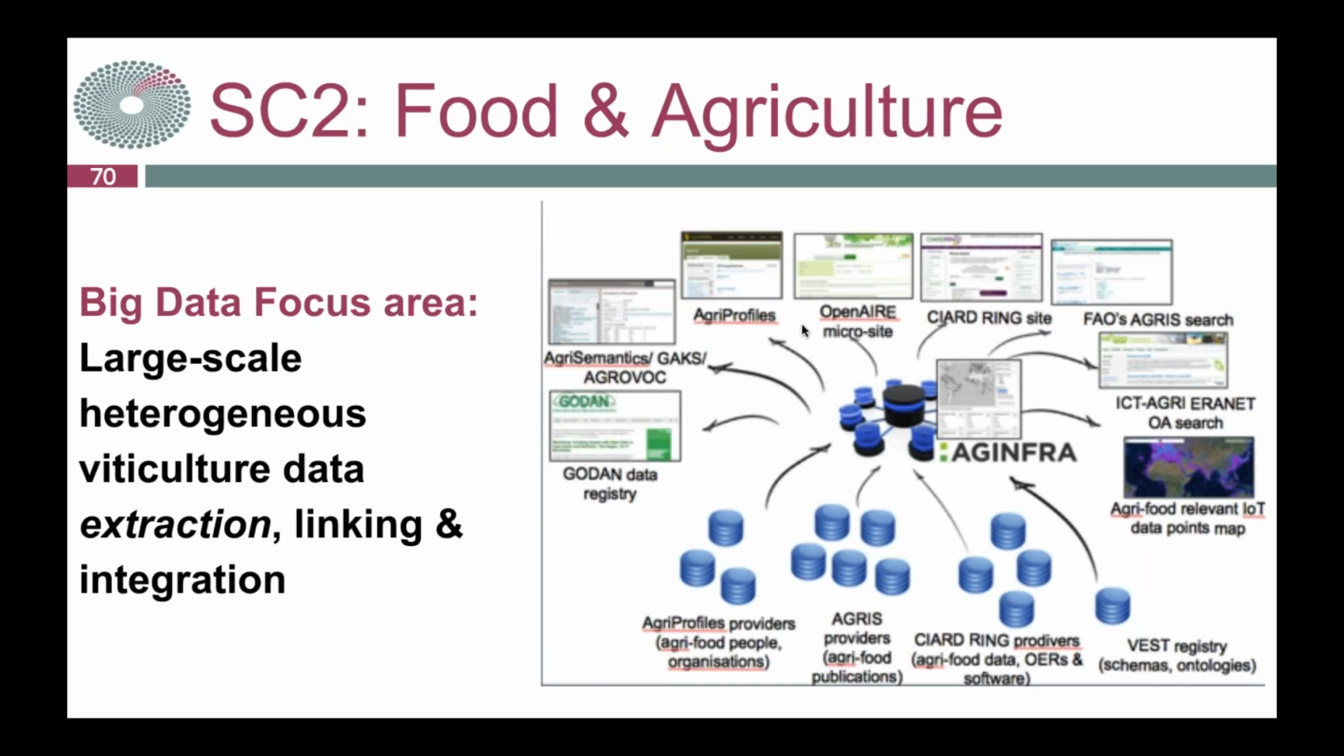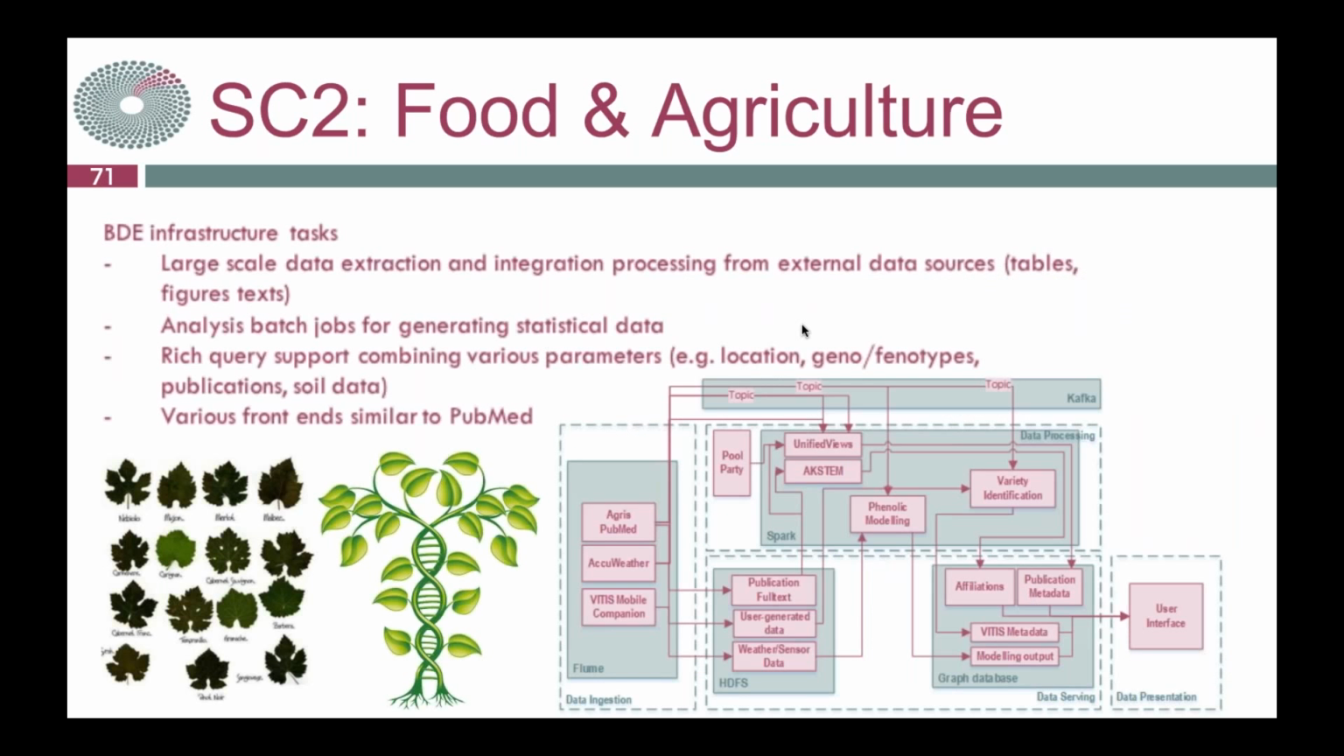And the challenge there is to have an infrastructure to combine these various data sources into one queryable infrastructure to help people doing research in that domain. Also here, extraction was an important part of the pilot, where you often have to go through scientific articles to extract the topics and the images and provide them in an integrated way for the people who do the research. So here the BDE infrastructure tasks are large-scale data extraction and integration, analysis batch jobs to generate statistical data, query support, and various front ends to have a generic overview for that domain.